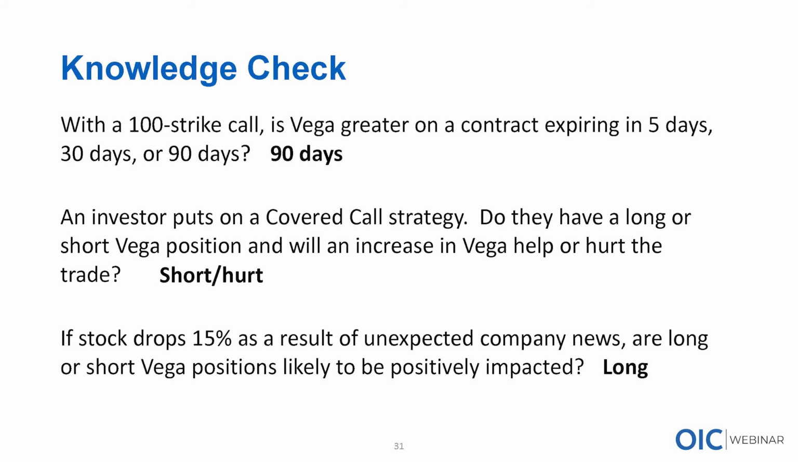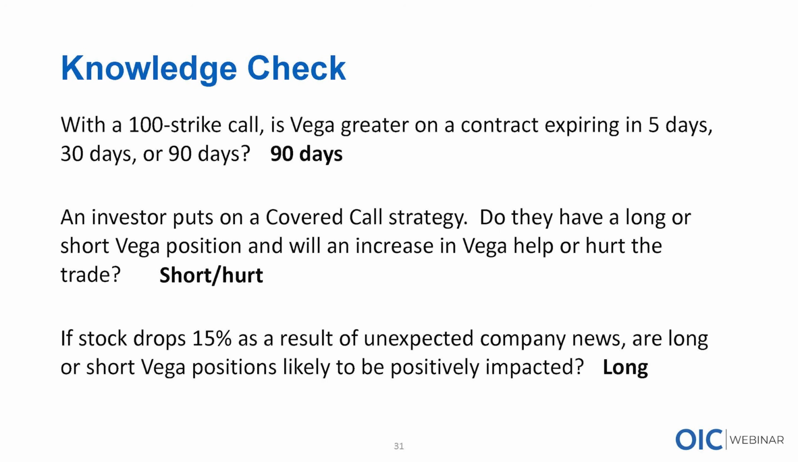Well, if we're short options, we're going to be short delta. We're going to be short a little gamma. And in this case, we're going to be short a little Vega. So actually an increase in Vega will hurt the position in the near term. We're short Vega, and an increase in volatility will actually work against us.